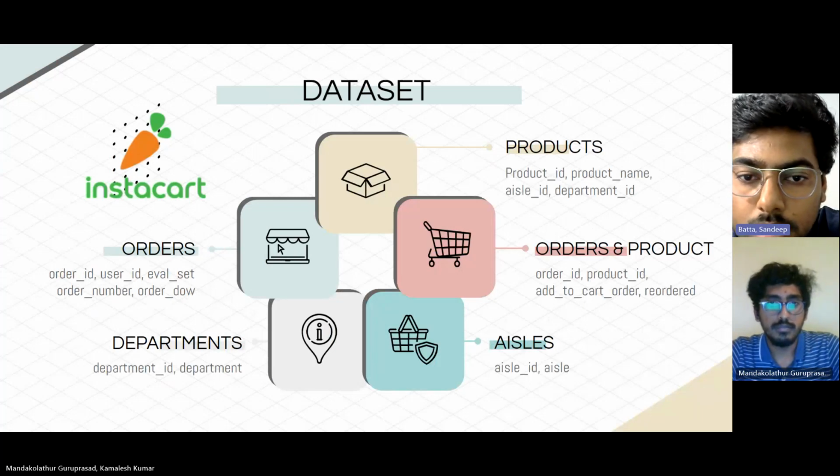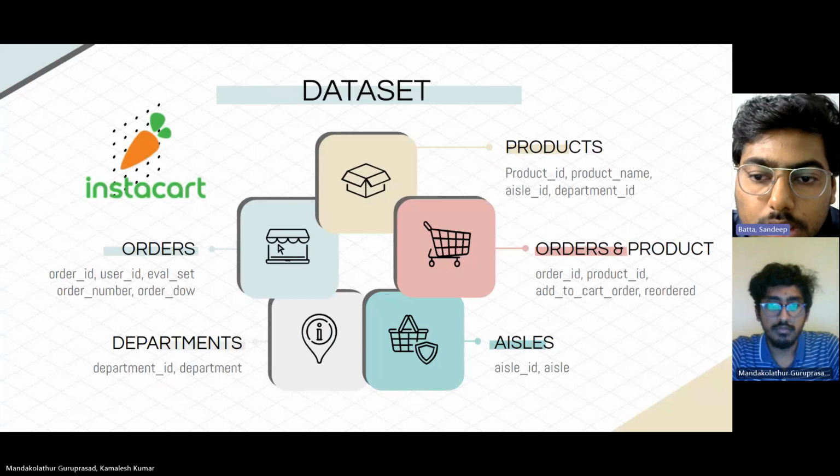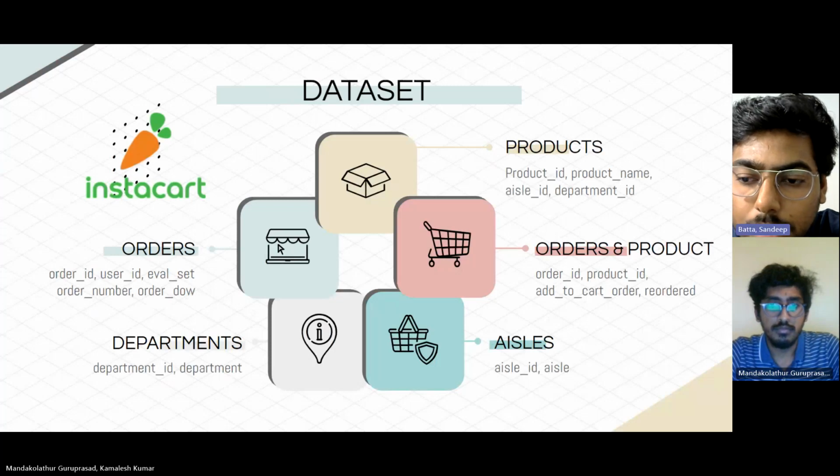This is Sandeep. Let's go through the dataset which we have got from the Kaggle platform. This dataset is provided by Instacart, and out of this, the main datasets will be the orders and product datasets. This dataset is like a denormalized one. Each row is like a product and which order it was part of.